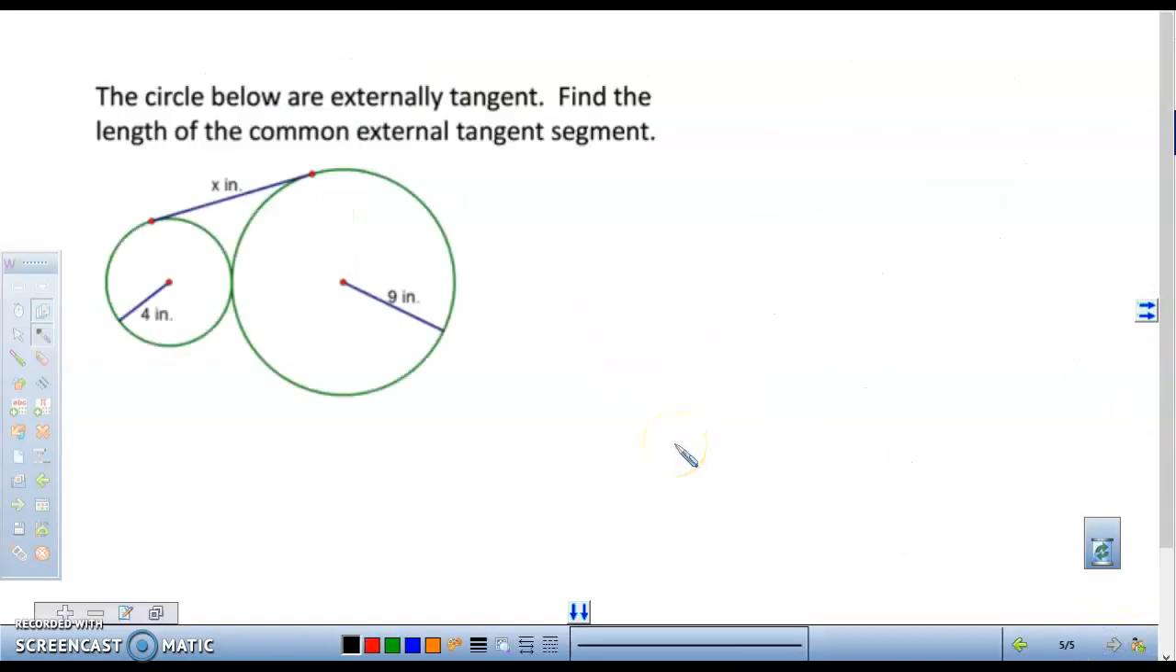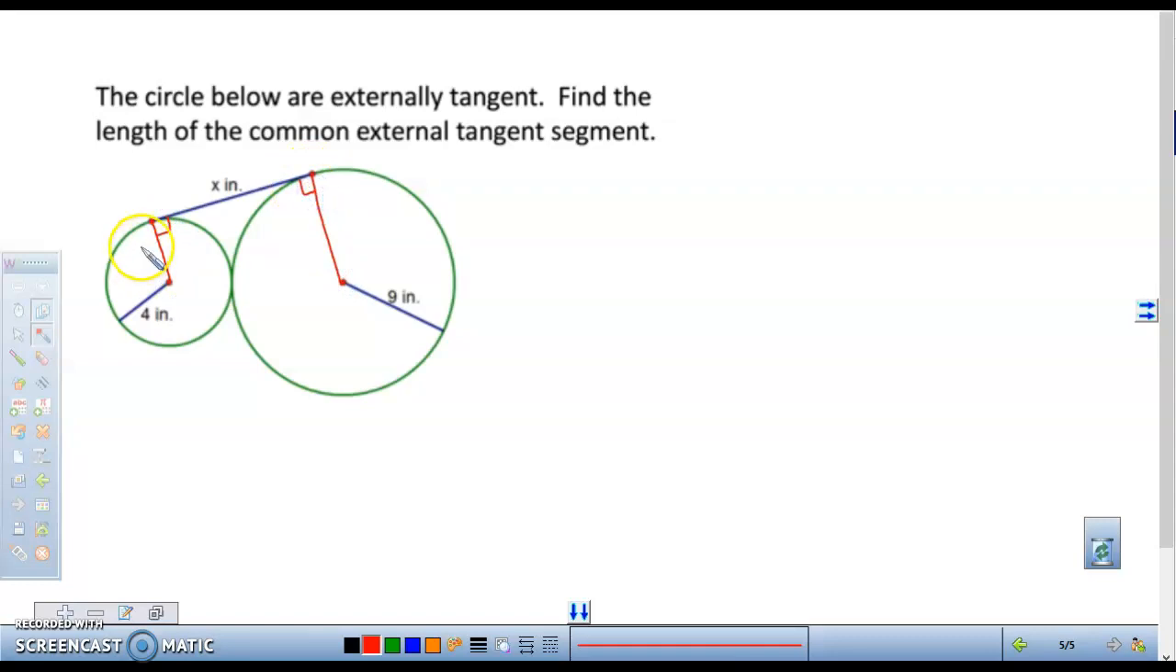All right, so you guys only have a couple minutes, so I'm going to go through this kind of quickly. So I apologize for that, but it shouldn't be too bad. So what you'll notice is the circles are externally tangent, and they have a common tangent segment. So with tangents, I always draw the radius to the point of tangency to get my right angles. So I'm going to do that. I'm going to do that.